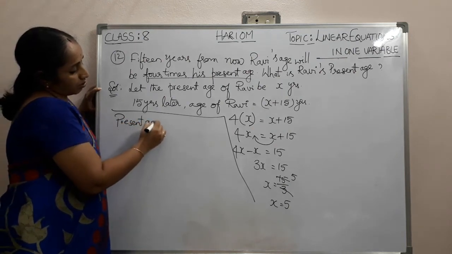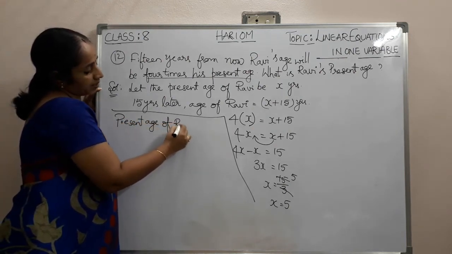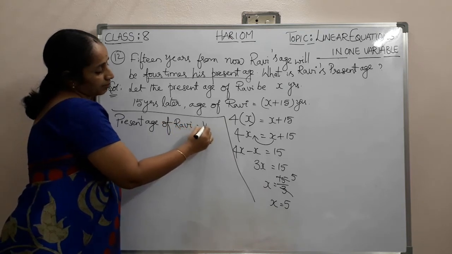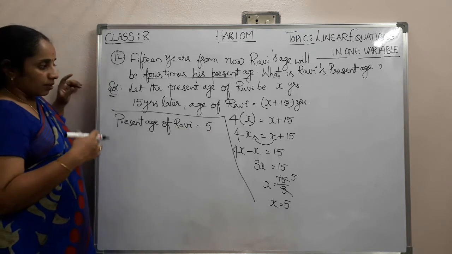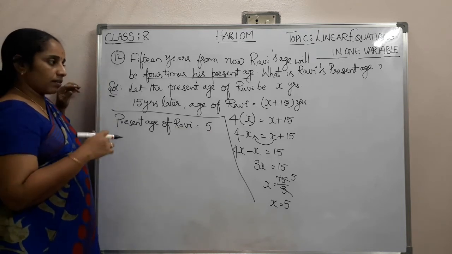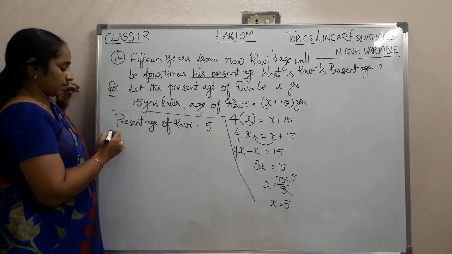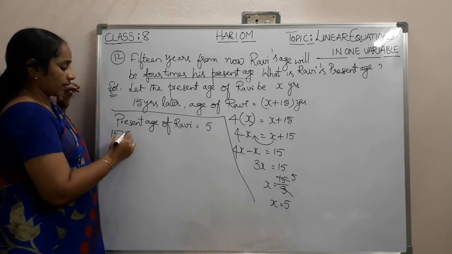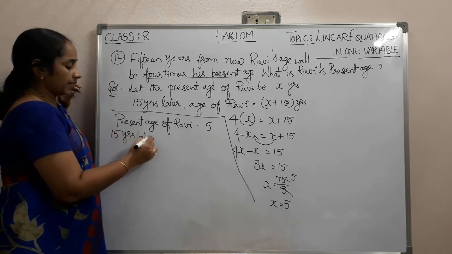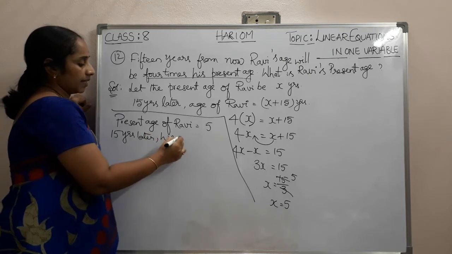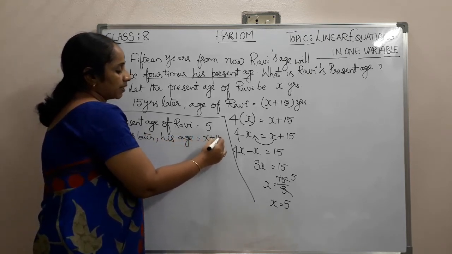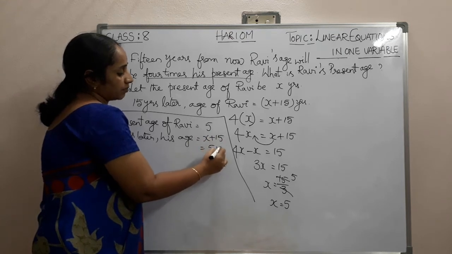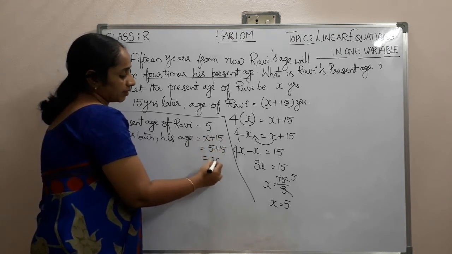Present age of Ravi is 5. 15 years after his age, 15 years later, his age is x plus 15, that is 5 plus 15 is 20.